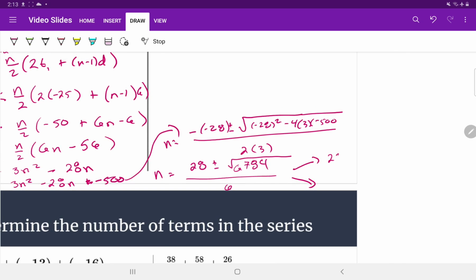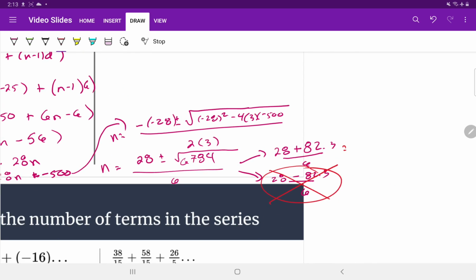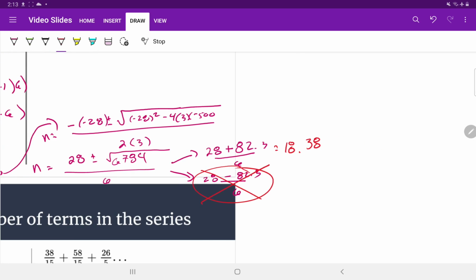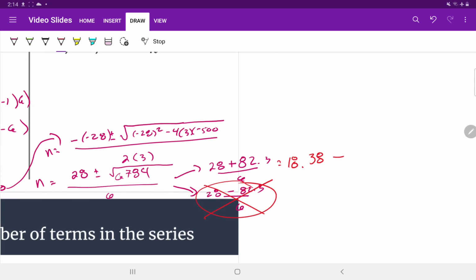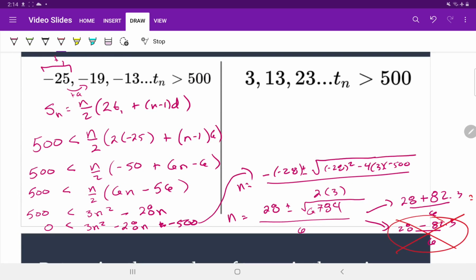So I'm going to do 28 plus 82.3 divided by 6, and then 28 minus 82.3 divided by 6. The negative root does not make sense, okay? It does not exist. We do not have negative natural numbers. So this one, 28 plus 82.3 divided by 6, gives me a number of 18.38. I can't have a decimal with n. So then I have to say I have to sum to the 19th term to get a number bigger than 500.